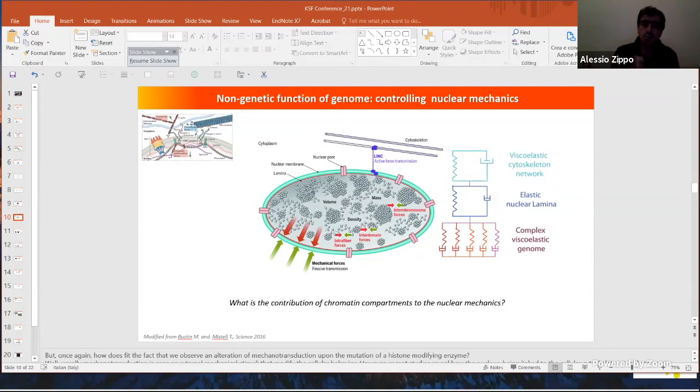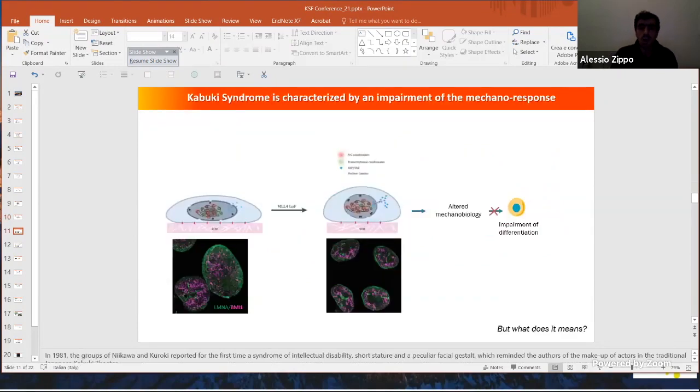So we asked what could be the contribution of these chromatin compartments to define the nuclear mechanical properties and whether these are altered in Kabuki syndrome. So we are not talking now about the genetic function of the genome and how this can be altered in the Kabuki condition, but rather the non-genetic function of the genome, meaning its mechanical properties. So what we discovered, I'm going to give you very, very few examples because I don't think that these are important, but I try to give you a message.